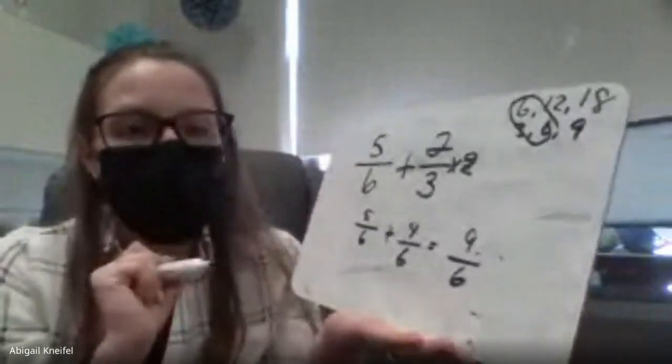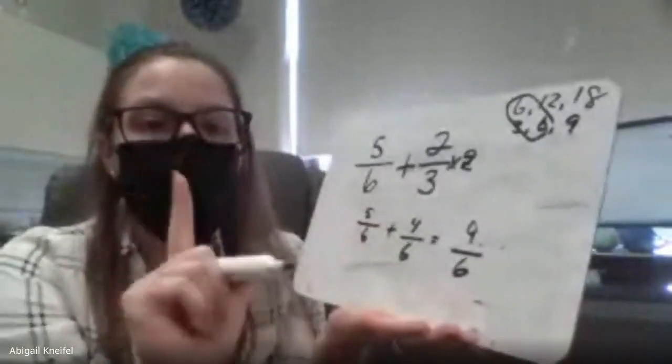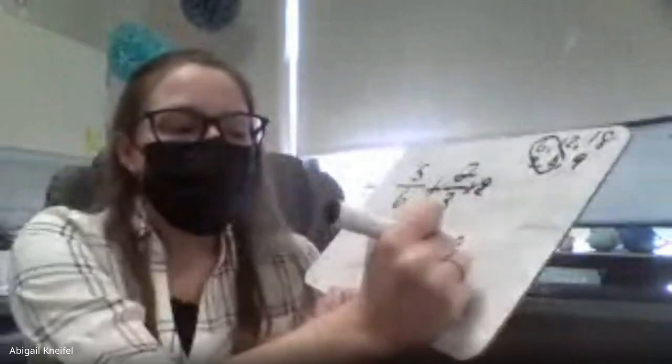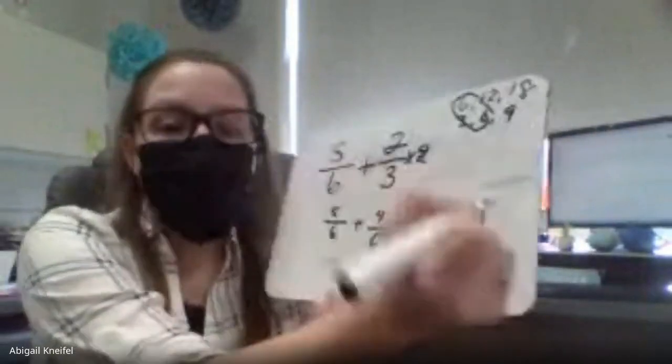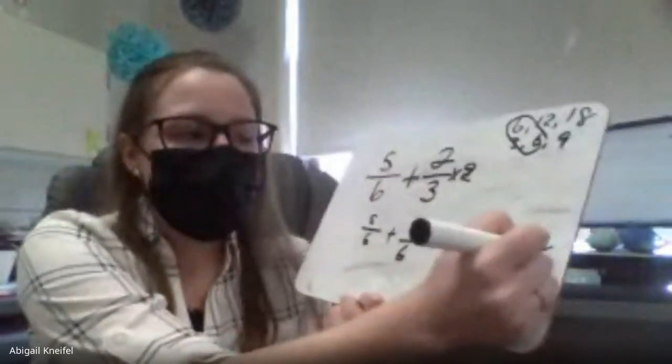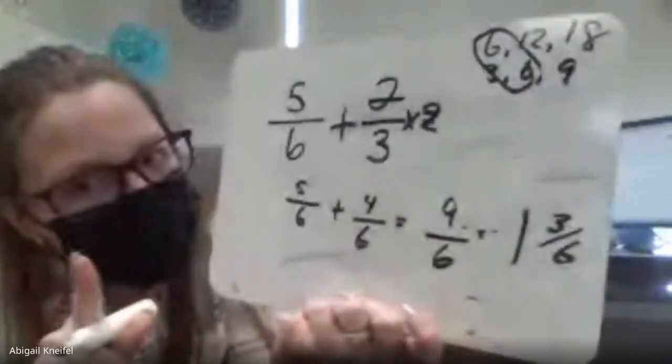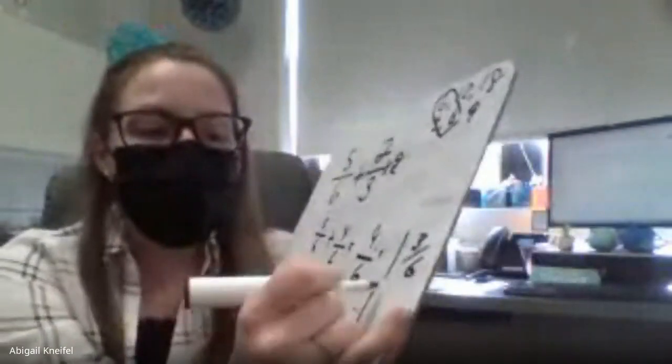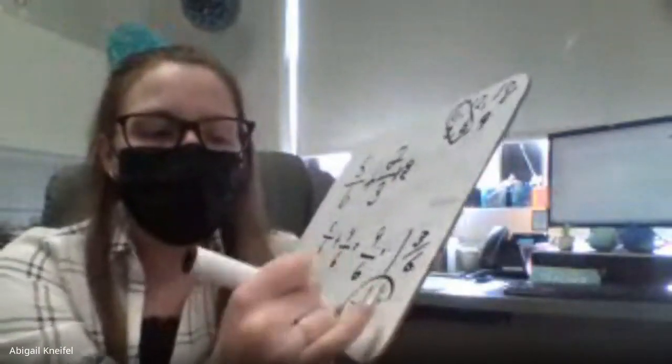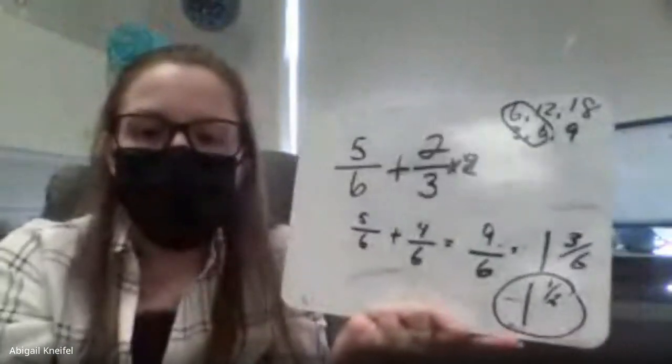We need to see how many wholes are in this fraction. So we can get 1 whole 6th out. So that would be 1 whole and 3/6. But we can simplify. 3 and 6 can go into each other. So our final answer is 1 and 1/2. I repeat, final answer, 1 and 1/2.